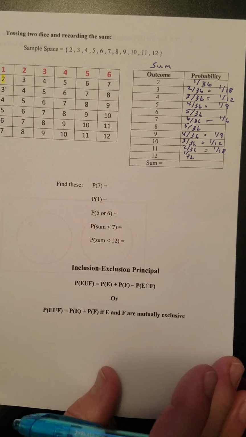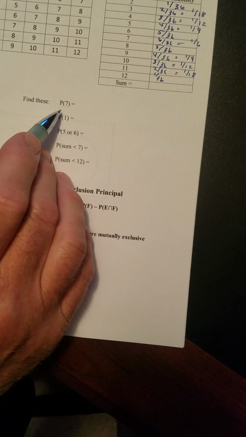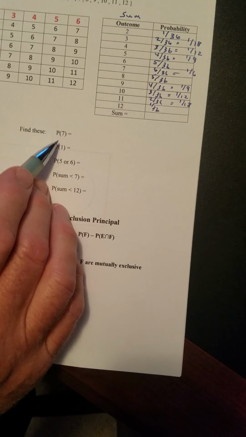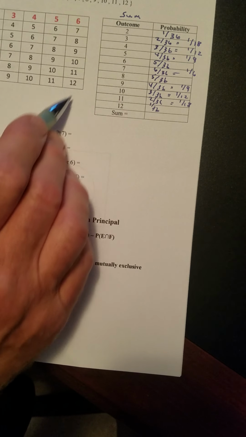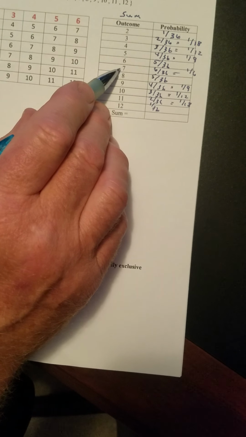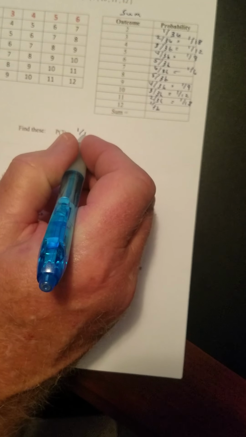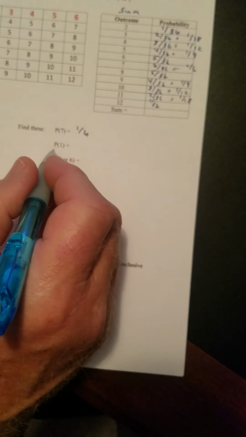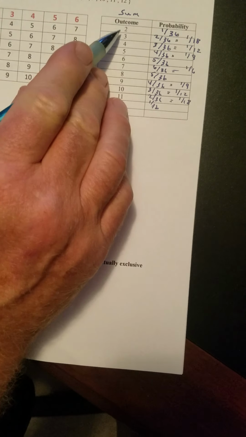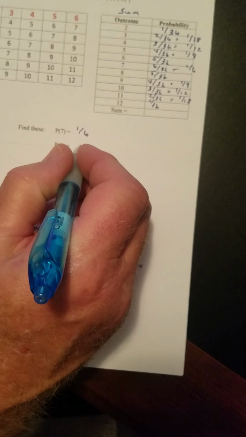Now let's answer some questions down here. The probability of getting, we're talking about a sum here, the probability of getting a sum of 7. So I look up here, here's a 7, looks like that's going to be 1/6. We'll just leave it as a fraction. The probability of getting a 1, well, you'll notice up here there are no sums of 1, so that's going to be 0.